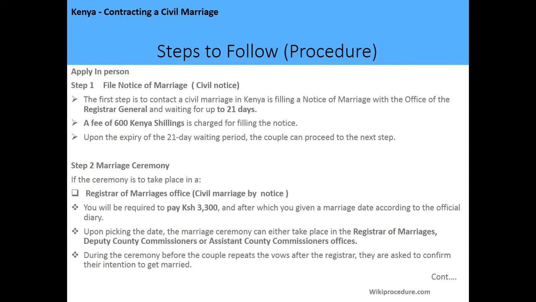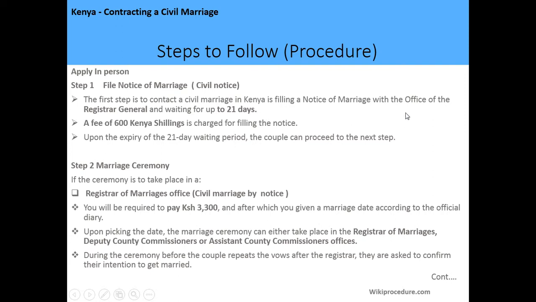So the first step is to file a notice of marriage, also known as a civil notice. The first step to contract a civil marriage in Kenya is to file a notice of marriage with the office of the Registrar General and wait for up to 21 days. A fee of 600 shillings is charged for filing the notice, and after expiry of the 21-day period, the couple can proceed to the next step, which is to have the marriage ceremony.